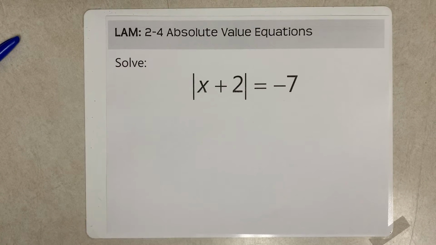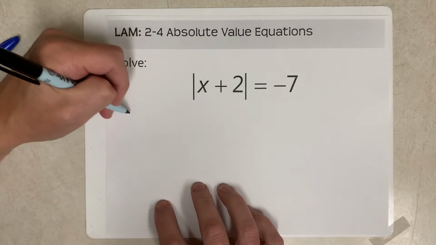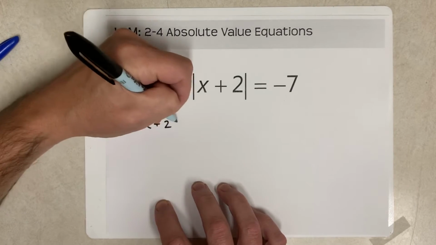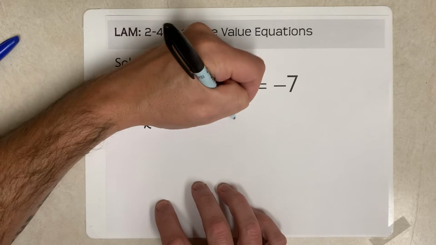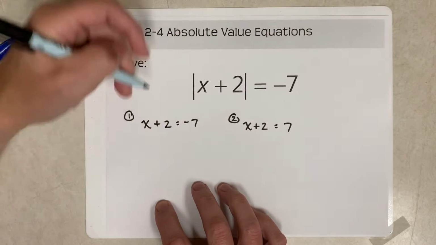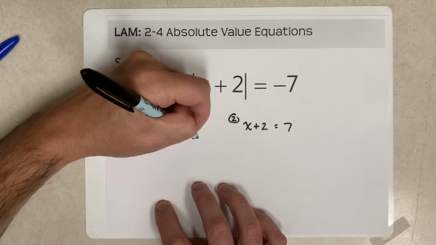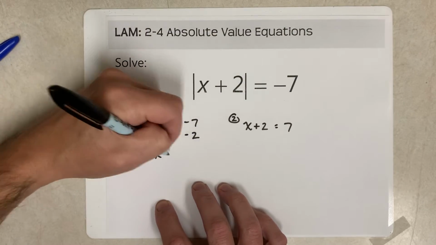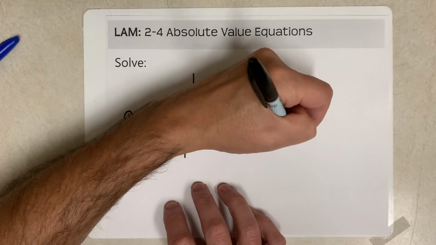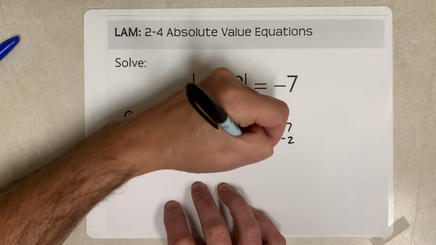This one's interesting because now I have a negative over here. Well, let's play the part of the student who doesn't know any better. And does x plus 2 equal negative 7? And the second one, x plus 2 equals positive 7. And they solve it like this. X equals negative 9. And over here, negative 2, and x equals 5.